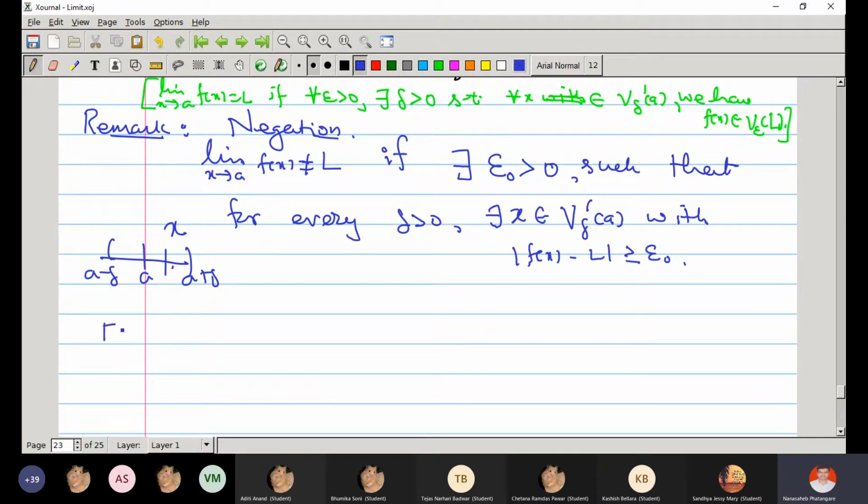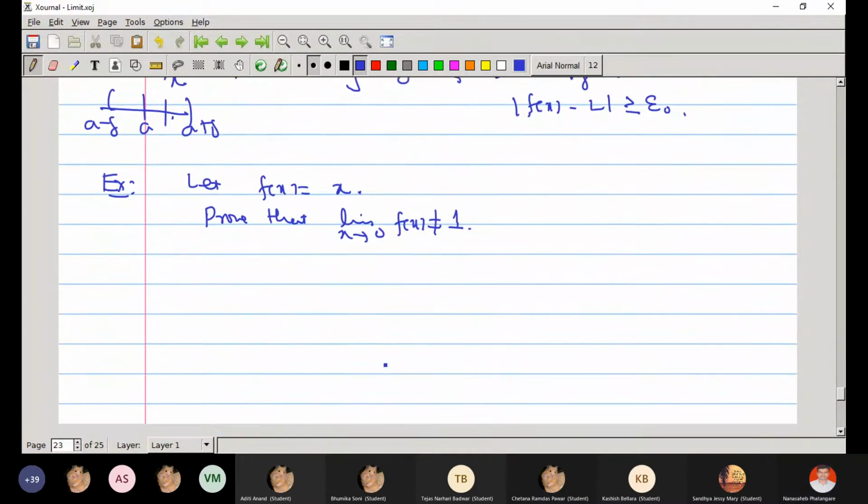So now, using this, an exercise. Let f(x) be equal to, for example, x. Prove that the limit as x tends to 0 of f(x) is not 1. Just apply the previous statement.